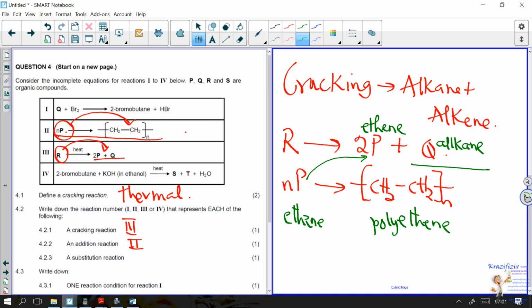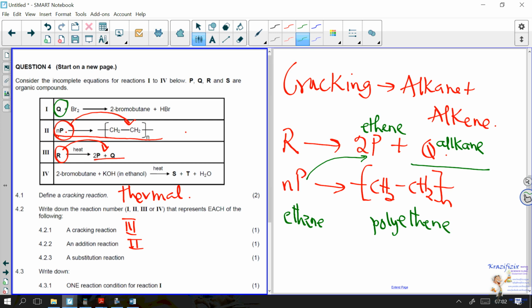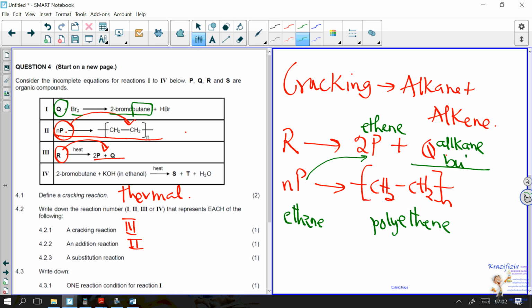Q is an alkane. Hold on, let's go back to reaction 1. Q is an alkane, an alkane plus bromine. This one says 2-bromobutane. Aha! That means Q is not just an alkane, Q is butane. All right, it makes sense now. It makes a lot of sense.